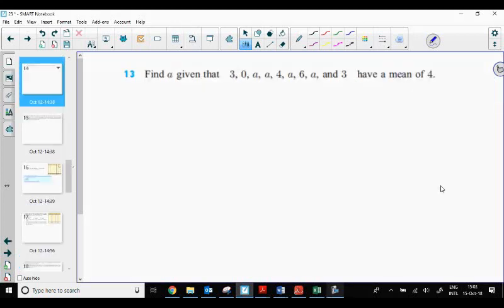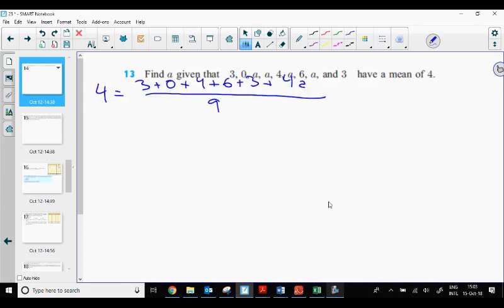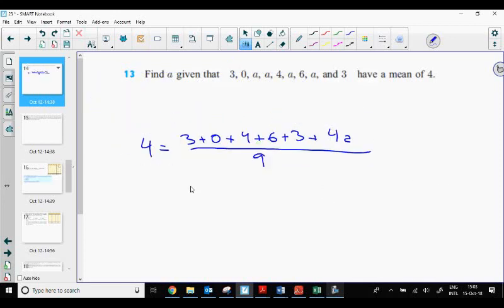Okay, something like this. We have a whole bunch of data values. We don't know what one of them is, but we know that the mean is 4, so we're just going to solve this equation here: 4 is equal to the sum of those 9 data points divided by 9.